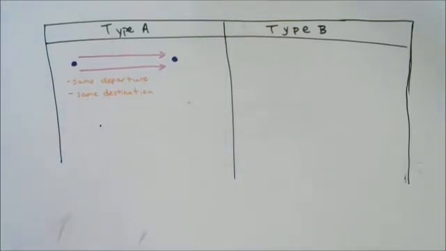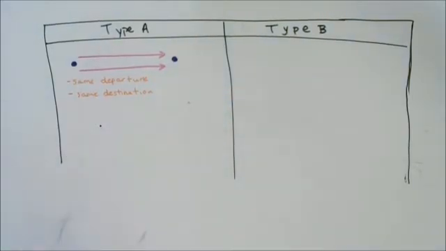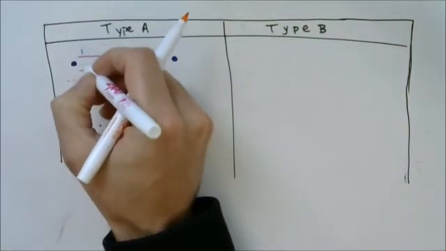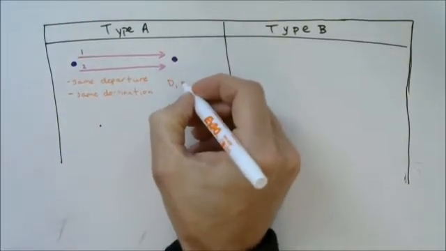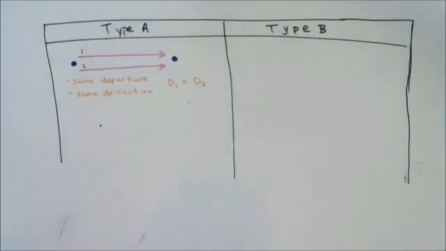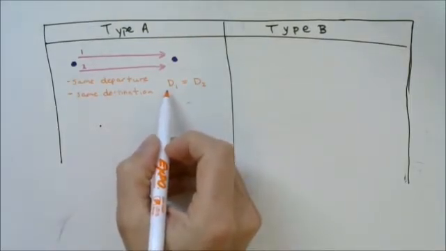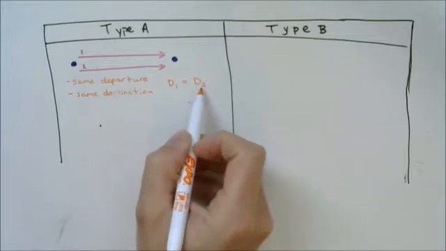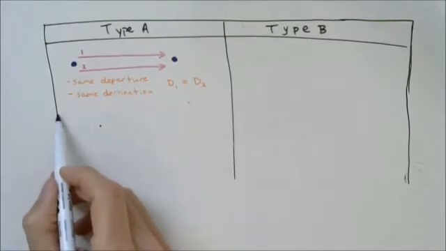So here, let's call this guy number 1, and we'll call this person number 2, then you can see that in this situation, d1 equals d2. And that's going to be a huge clue for solving this problem, because you're going to end up with 2 equations, d equals r times t and d equals r times t, and you're going to be able to set them equal to each other. Okay, that's one type of equation.